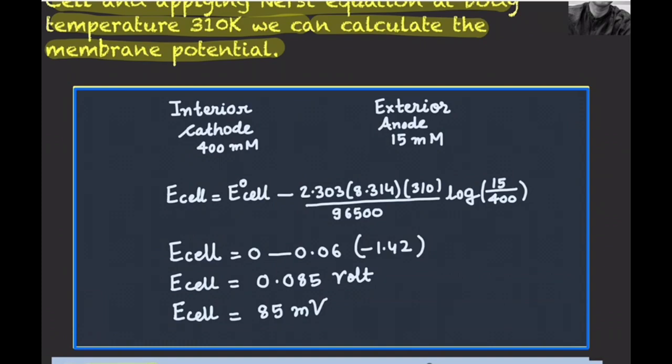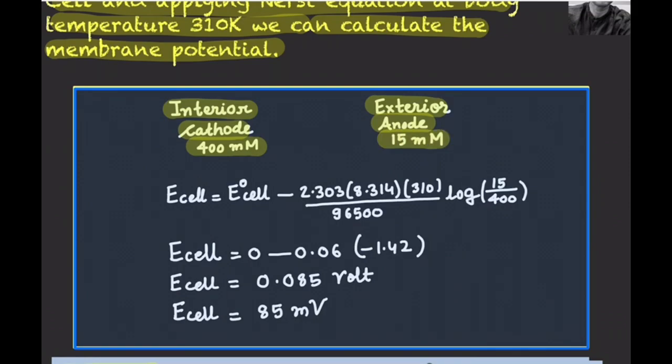So we are saying that interior is cathode. Why will the interior act like a cathode? Because we know that in a concentration cell, where the concentration of an ion is more, it will decrease. So since interior potassium ions are more, the concentration is 400 millimolar, it is going to decrease. And in exterior, the concentration of ions is going to increase.